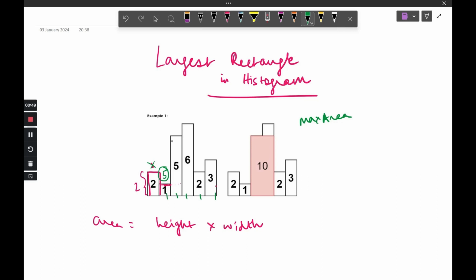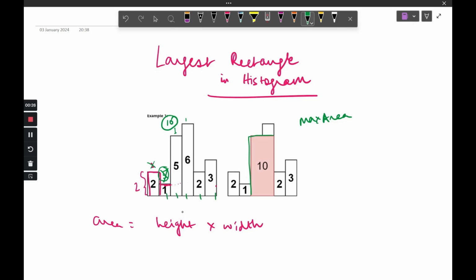Now in this case, what is happening? Height is 5. But we see that the next bar is greater than 5 because 6 is greater. So 5 can extend till the right. So now the width is becoming 1 plus 1, 2. 5 into 2 is 10. So that is why this was the highlighted portion. So now the new area is coming out to be 10, which is greater than the previous max area. So 10 is the max area. So this is how it goes on.